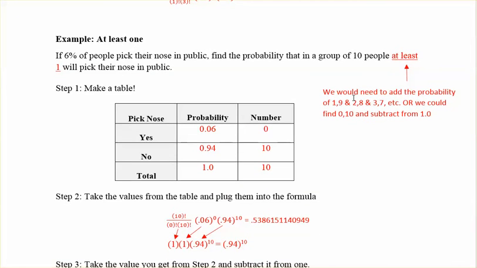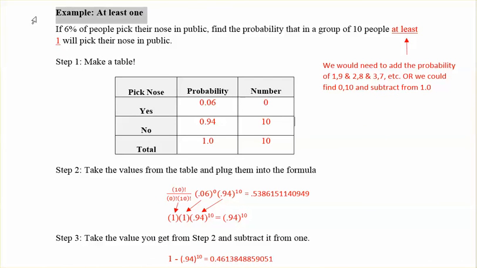So here's another one, and this one's going to be a little more confusing, but it's really important that you get this. So an example of at least one. If 6% of people pick their nose in public, find the probability that in a group of 10 people, at least 1 will pick their nose.